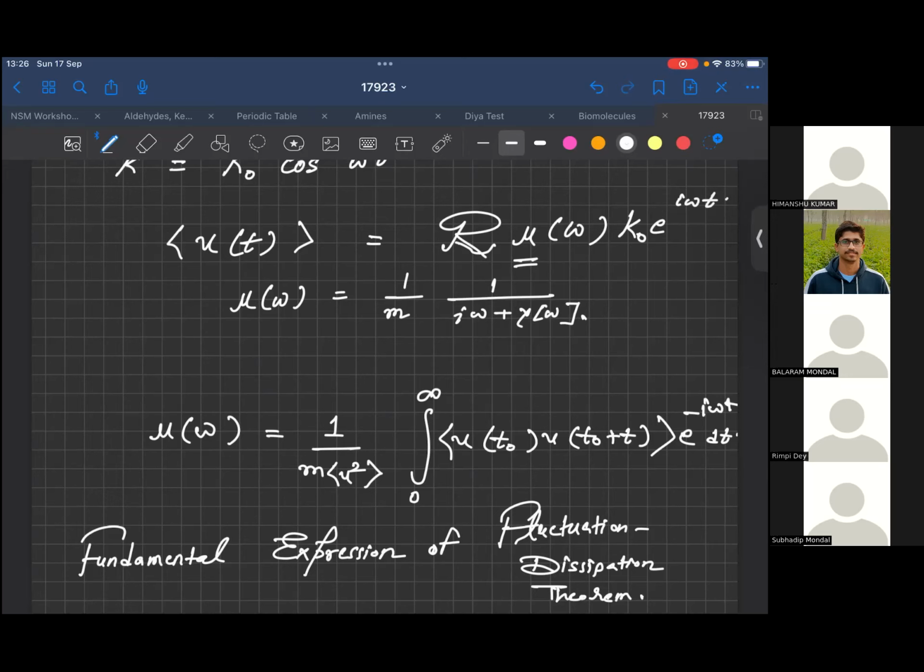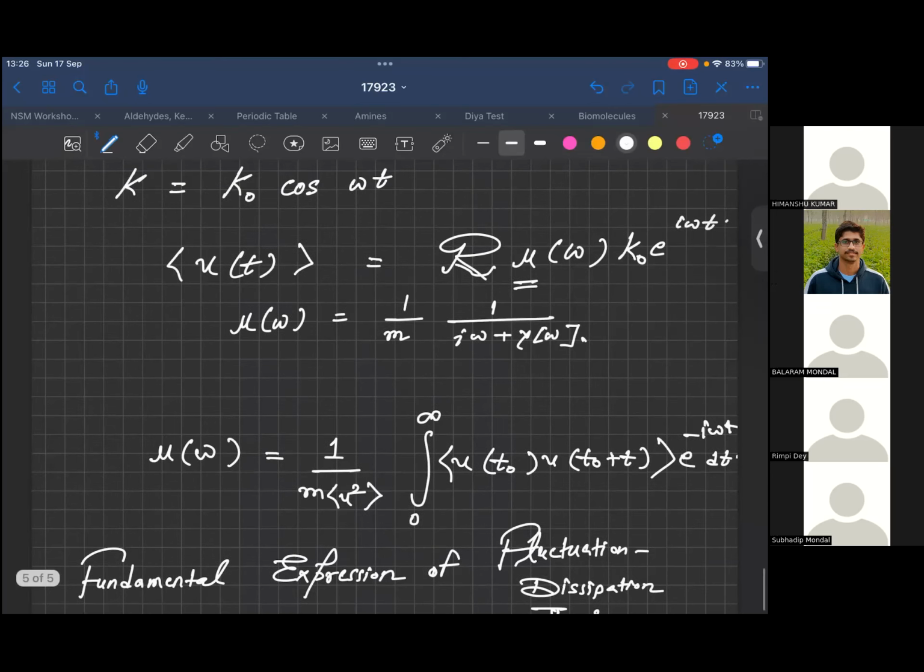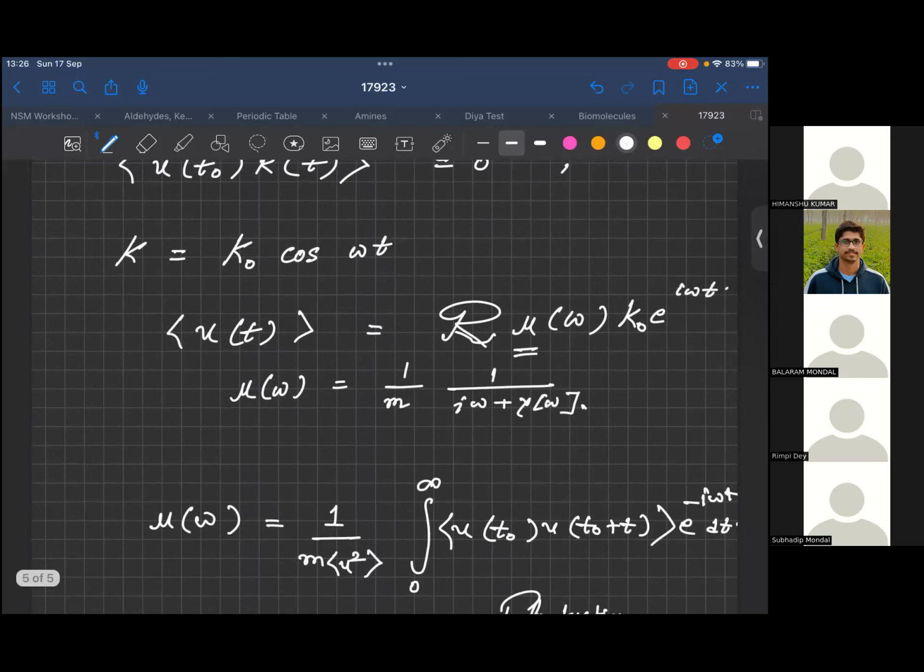I think it is the real part because the complex admittance is given by this. Yeah, you're right. It stands for real. Then U T average equal to mu omega. I am thinking about where this expression comes from, the derivation. So here your noise is not delta correlated, right?